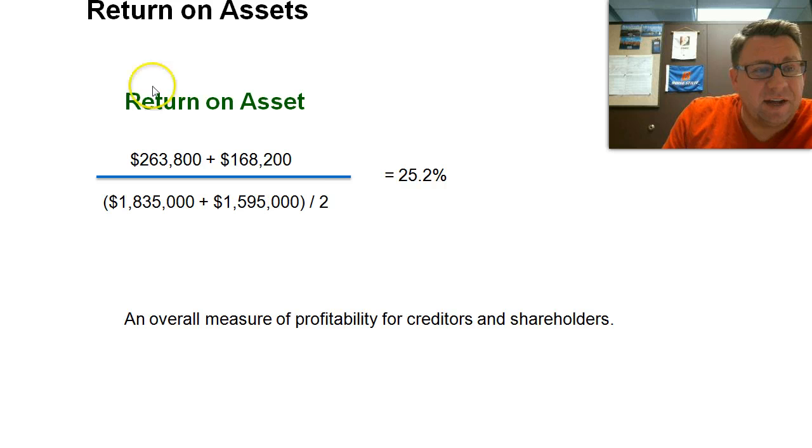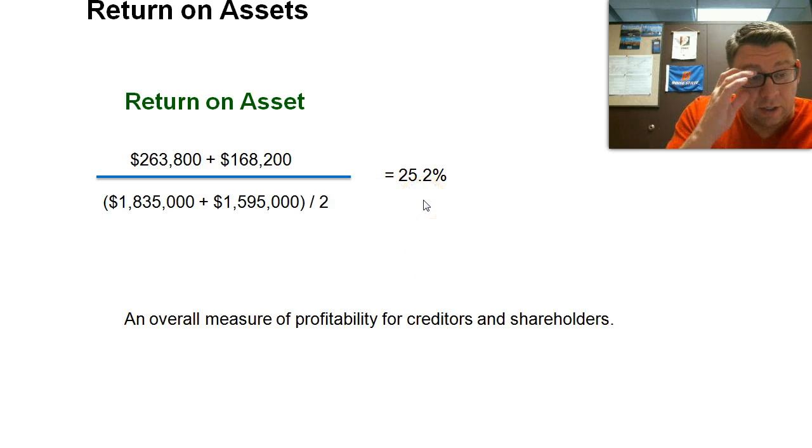And so we put that together, return on assets, and we come up with 25%. By the way, on average, 10% is a pretty good number, so this number is really good. And you can see it measures the overall profitability for creditors and shareholders.